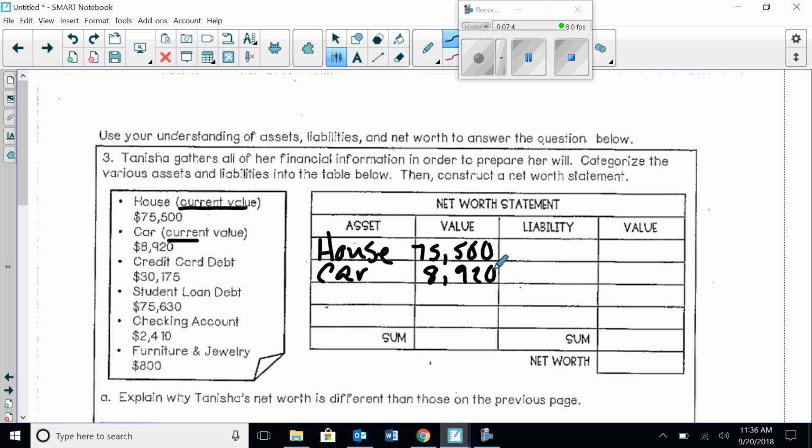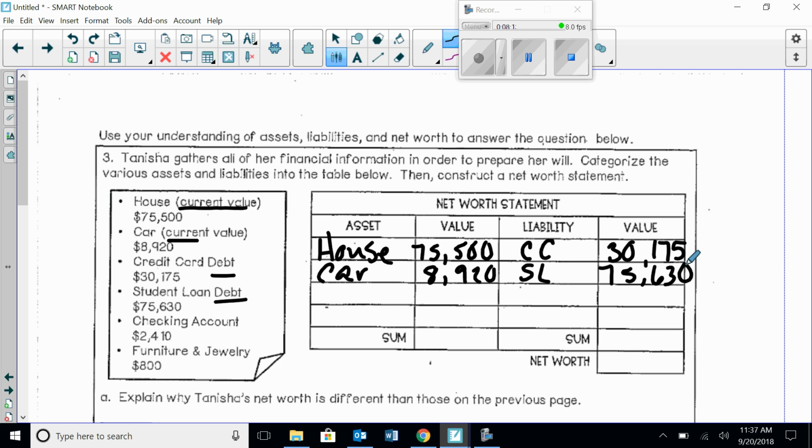$8,920. We have a credit card debt. So because it is anything that has to do with a debt, we know that this is going to be a liability. So I'm going to abbreviate that as CC. That is $30,175. We have student loan debt. Again, when you go to college, if you don't have the money to pay for it out of pocket, or you don't get loans or grants, excuse me, you got to take a loan. So I'm going to abbreviate that as student loan, and that's going to be my $75,630.